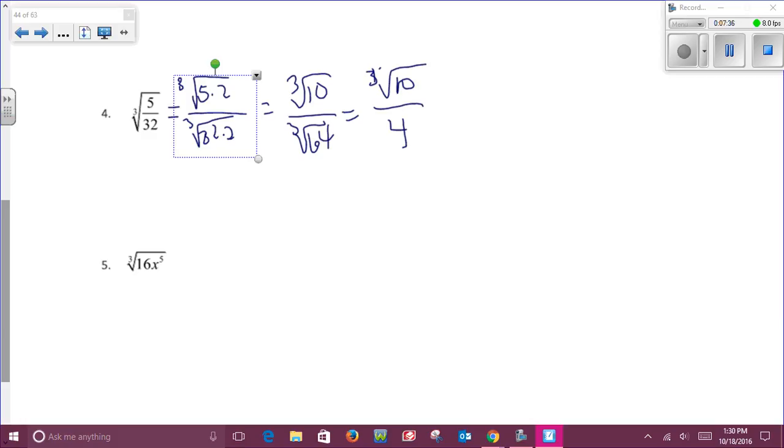Number 5 is just like we were doing in class today. So this is the cube root of 16 times x to the 5th. Well, 8 times 2, because 8 is the largest perfect cube that divides into 16. The cube root of 8 is 2, and then I still have my 2 left over. And x to the 5th, remember 3 goes into 5. How many times? That is 1. And then how many do I have left over? Well, that is 2. All right, let's flip to the next page.